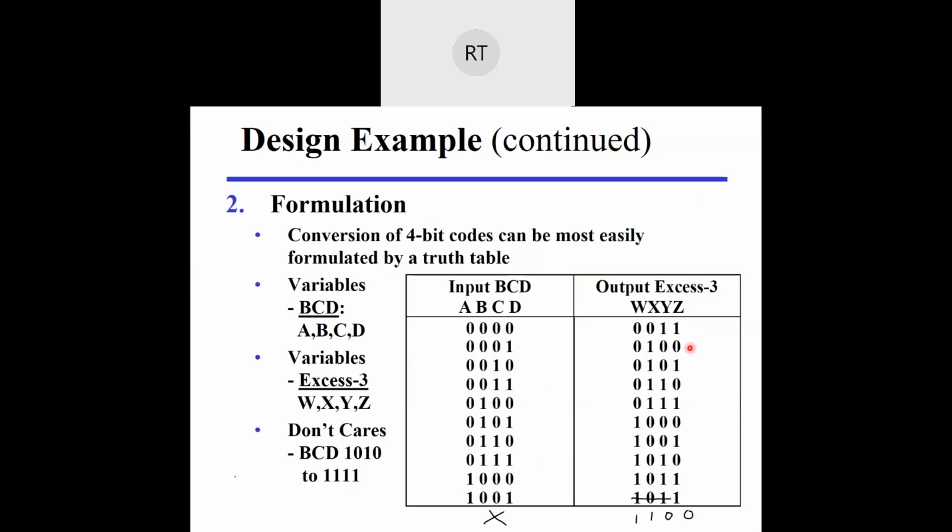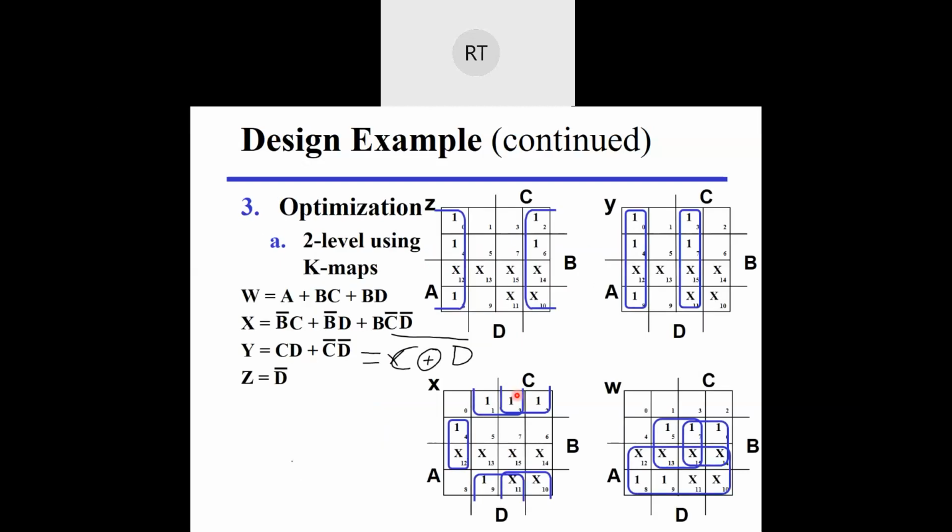Notice, please, it is 1 0 1 0 1 0 1 0. Did you see it? This is the Z. If you notice, please look at Z. It is the complement of D. Did you notice? So you didn't need to draw a K-map. You could directly say that Z is equal to D bar. And if you still want to draw a K-map, you will still get the same answer. It is Z equals D bar.